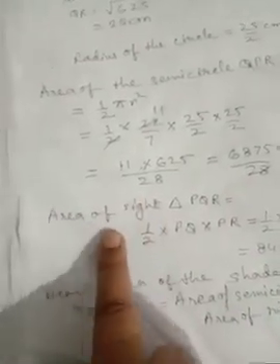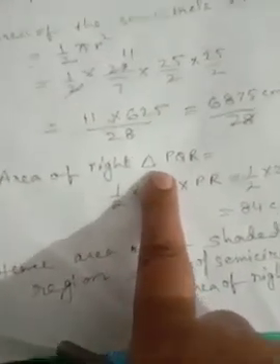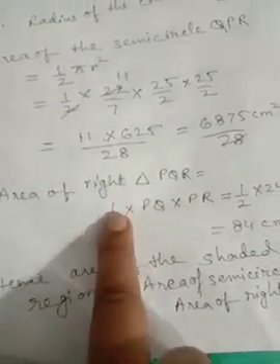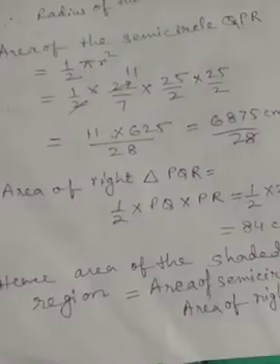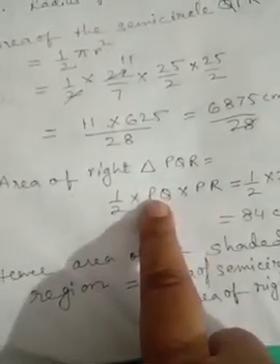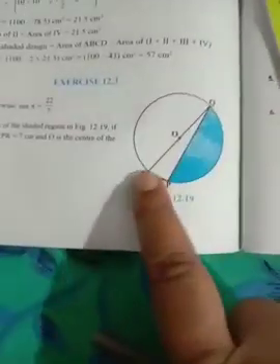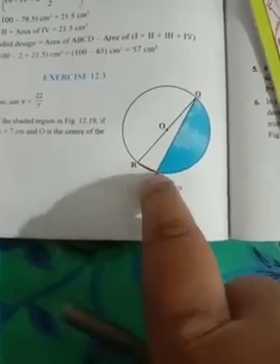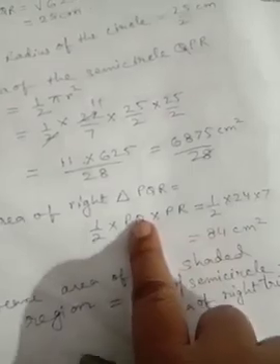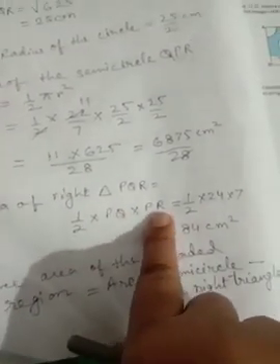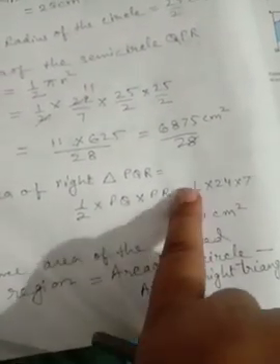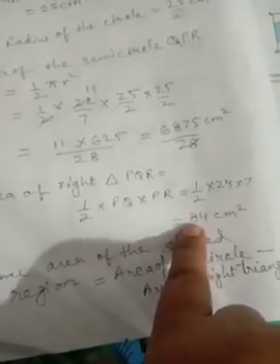Now let's find the area of the right angle triangle PQR. We know that the area of a right angle triangle is half into base into altitude. Look at the figure first. Here base is PR and altitude is PQ. Putting the value of PQ as 24 and PR as 7, we get half into 24 into 7, that is 84 centimeters square.